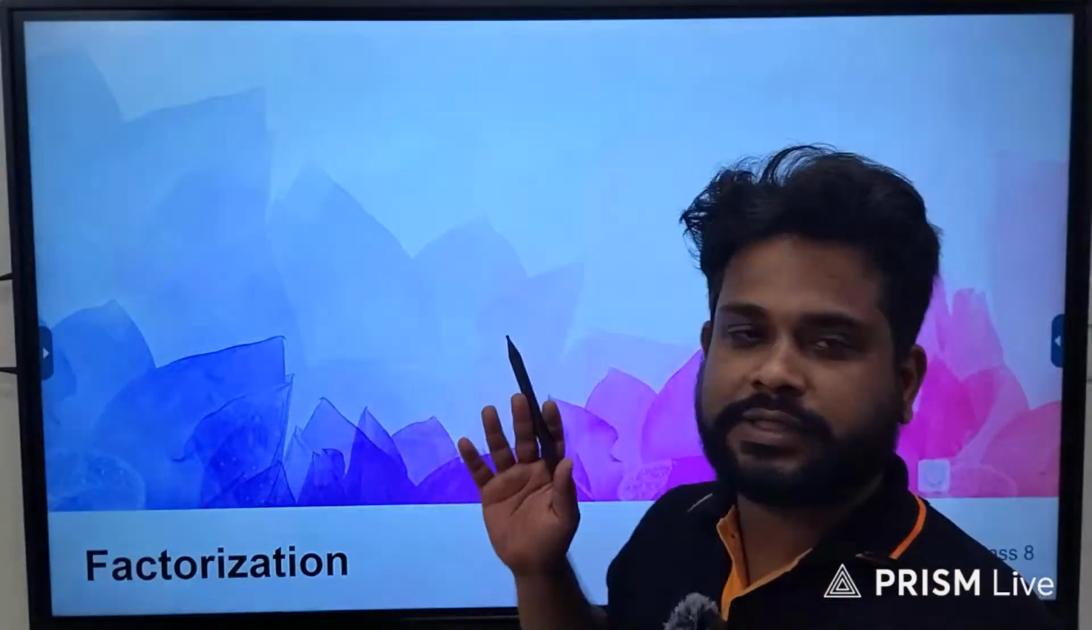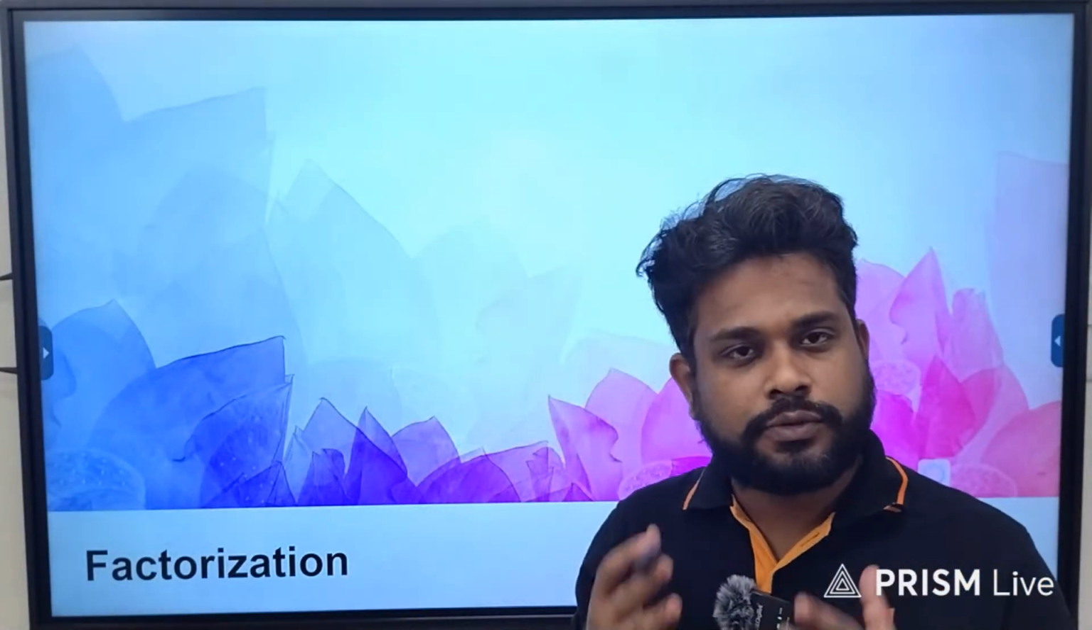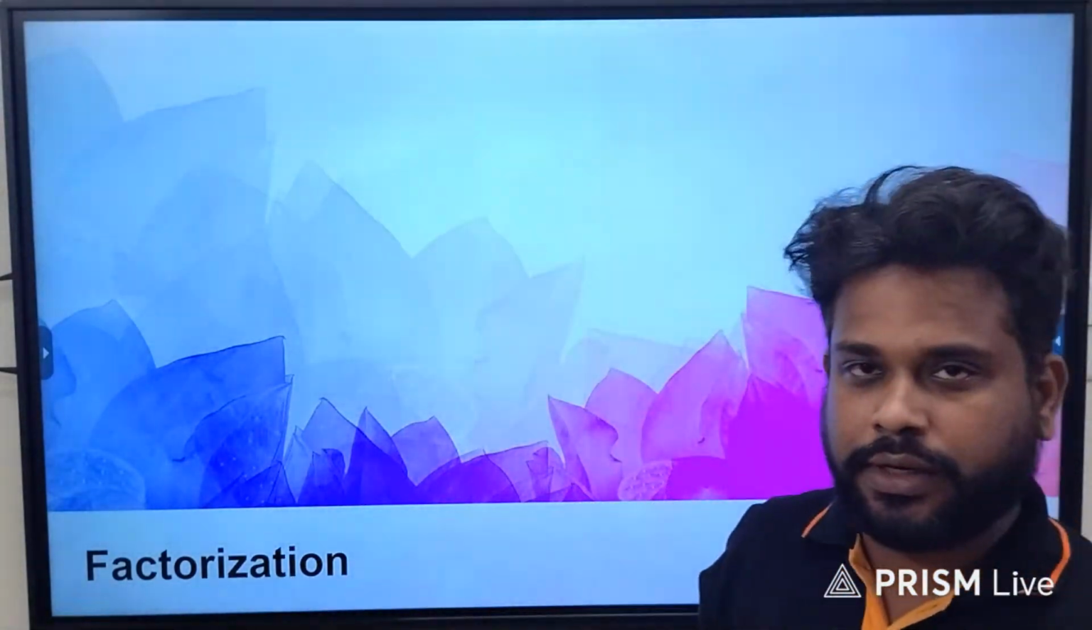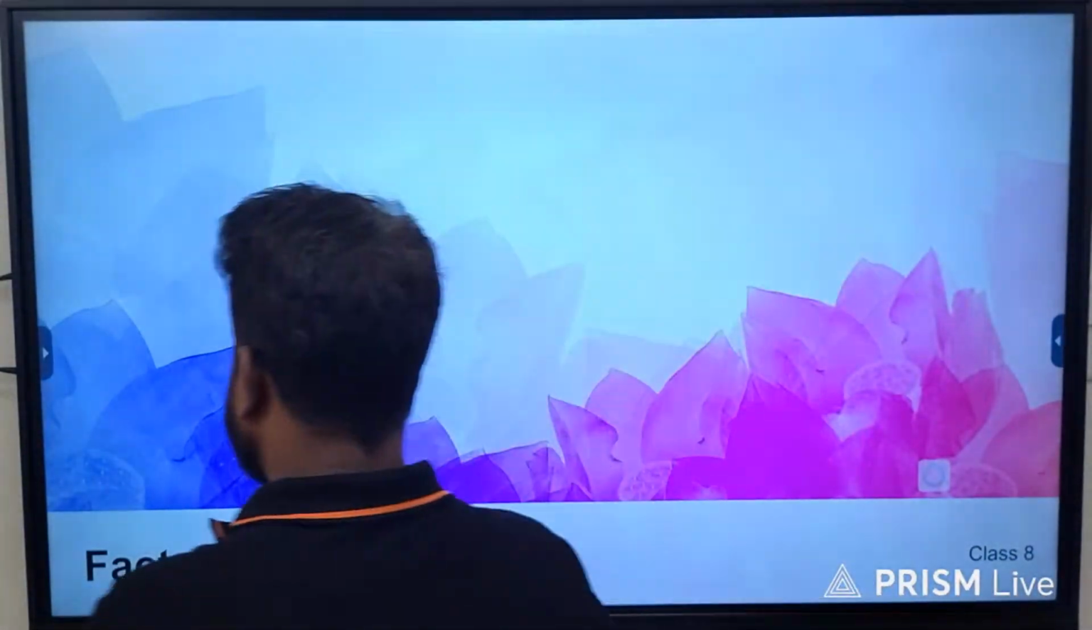So today we are going to discuss the topic factorization for class 8 CBSE, but it will also be beneficial for ICSE board students as well. Okay, so let's start.